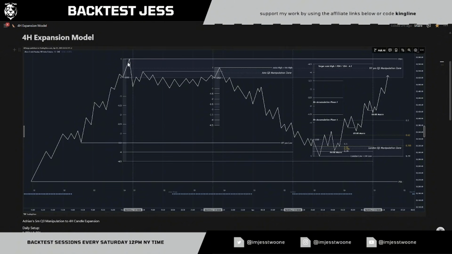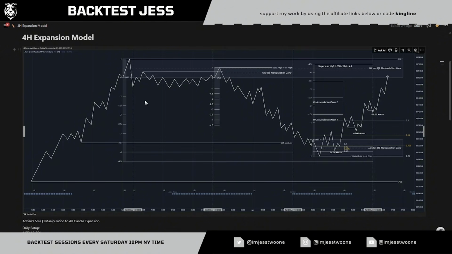the change in state of deliveries or manipulation zones that occur within Q3 preferably, mainly because the data that Adrian has been able to collect shows that Q3 will deliver to 2 standard deviations, high 80s% of the time. I don't have the exact sheet in front of me, but it's high 80s.